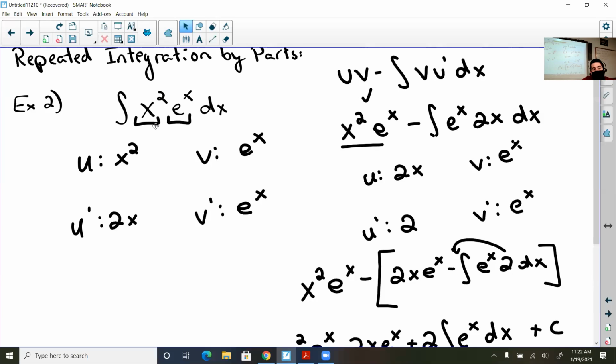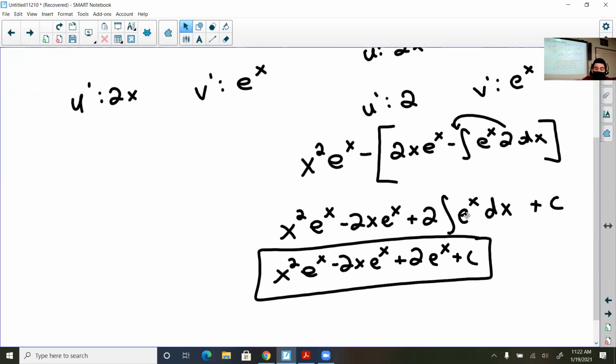So if I gave you something like 1/6 x to the 6 e to the x, you're going to have to do the integration by parts 6 times. Now that obviously gets extremely tedious. That's where tabular integration comes in and speeds this process up. That's what we'll be doing. We'll do that on Thursday.